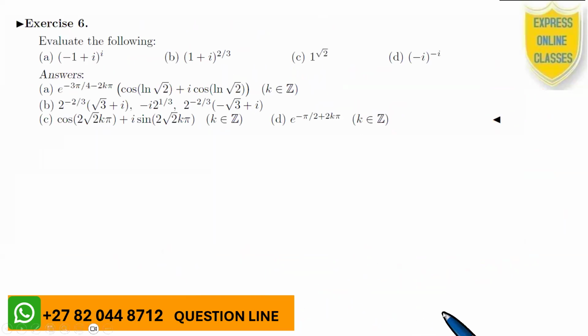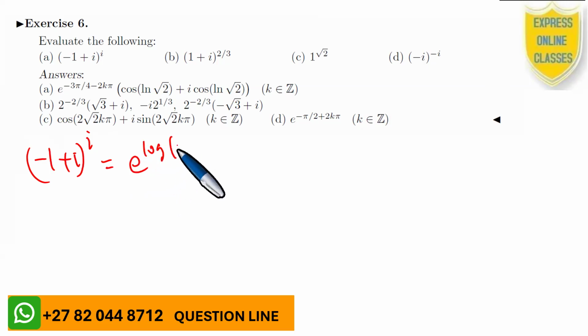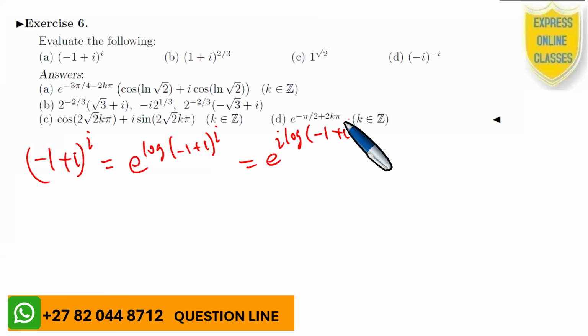And then now, we're going to do exercise 6. What is exercise 6? So when you have minus 1 plus i, it is e to the log of minus 1 plus i to the i. e to the i, the log of minus 1 plus i.